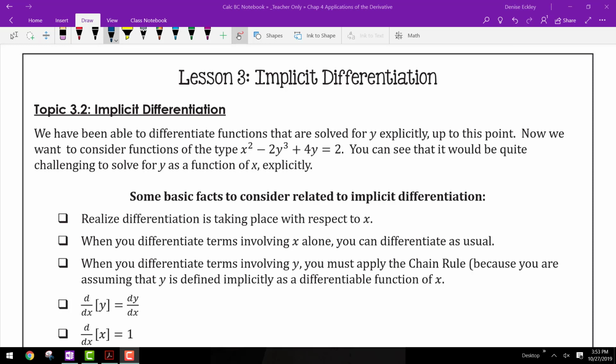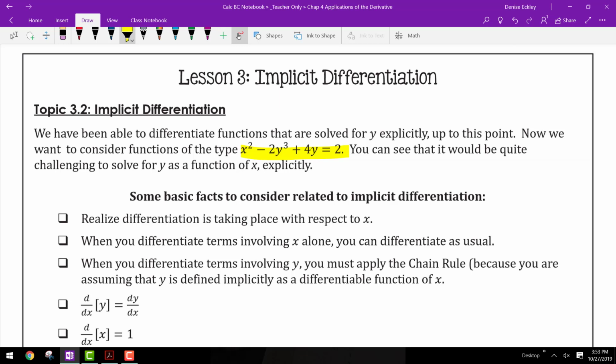This is lesson 3 of unit 3, implicit differentiation. So we've been able to differentiate functions that are solved explicitly for y, but there are many functions that we will encounter that aren't solved for y, and many of them it is quite difficult to get y by itself, such as the example there, x squared minus 2y to the third plus 4y equals 2.